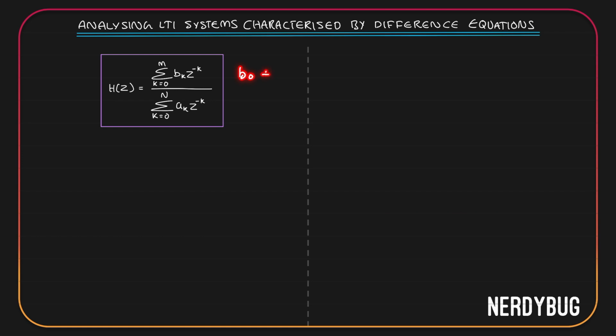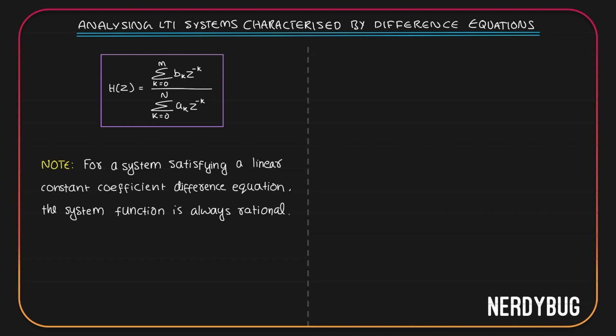Here the numerator is b0 plus b1 z inverse plus b2 z raised to minus 2 etc. And the denominator is a0 plus a1 z inverse plus a2 z raised to minus 2 etc. Obviously, both of these are polynomials in z inverse. So h of z is the ratio of two polynomials, which means h of z is rational. So we can conclude for a system that is satisfying a linear constant coefficient difference equation, the system function is always going to be rational.